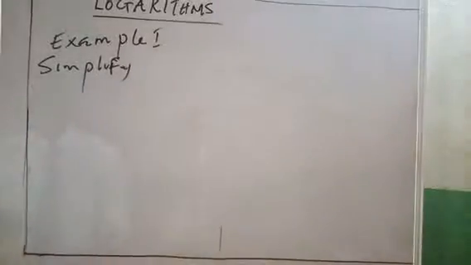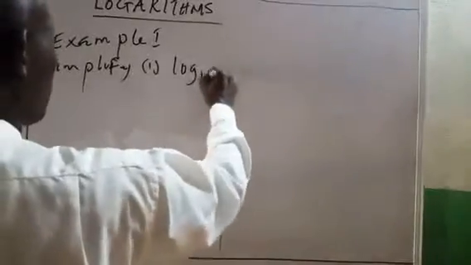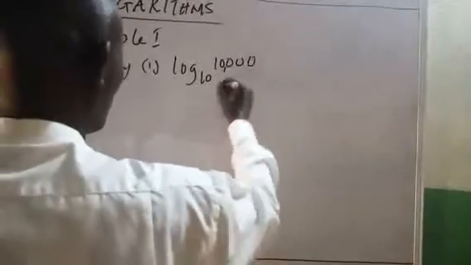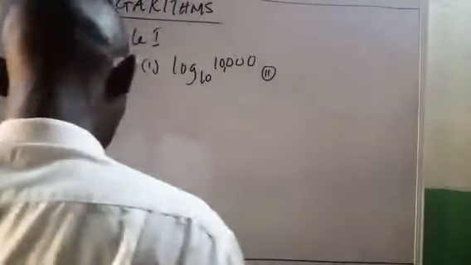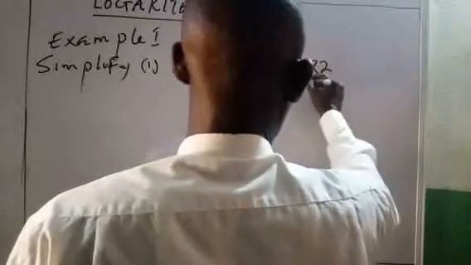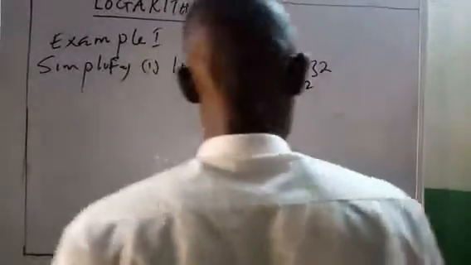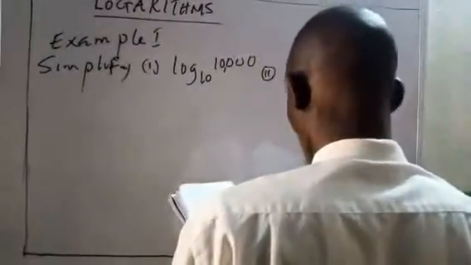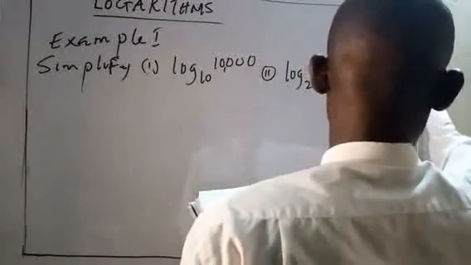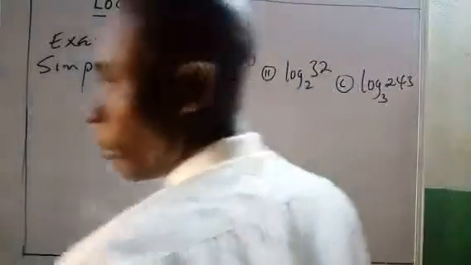Simplify 1, log 10,000 to base 10. 2, log 32 to base 2. 3, log 243 base 3.